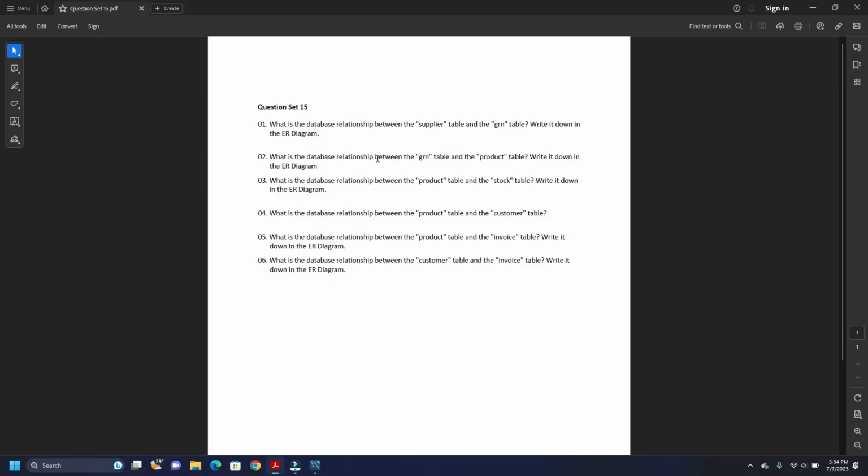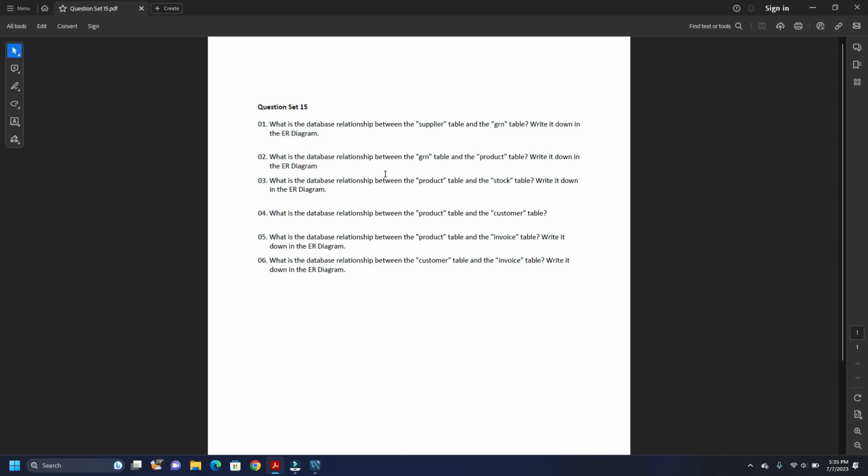What is the database relationship between the GRN table and the product table? Write it down in the ER diagram. When a supplier supplies multiple products, those products are stated in the GRN. Therefore, multiple products can be stated in a GRN. But from a product perspective, a product has a unique GRN. A product can't have multiple GRNs. Therefore, the relationship between those two tables would be a one-to-many relationship, the many side being the product table.